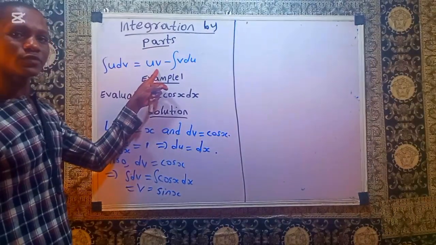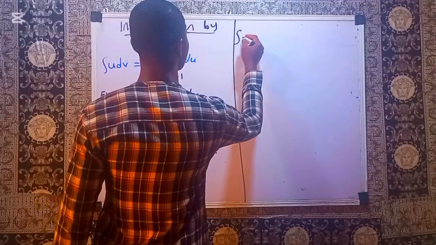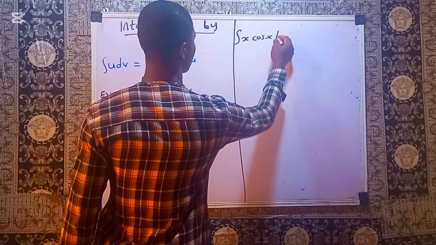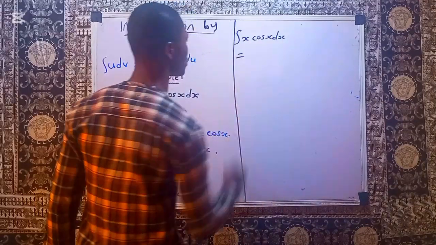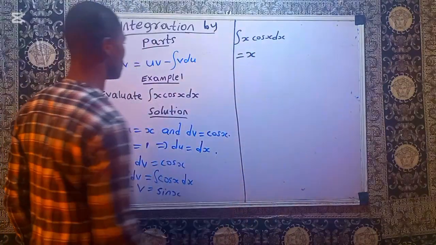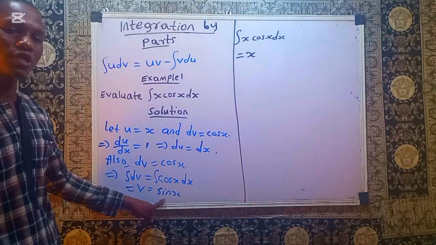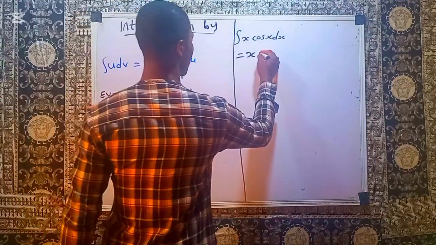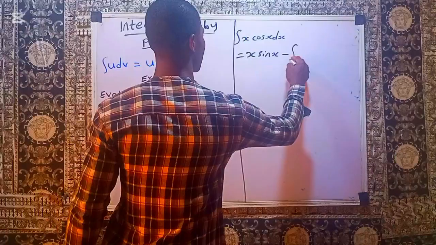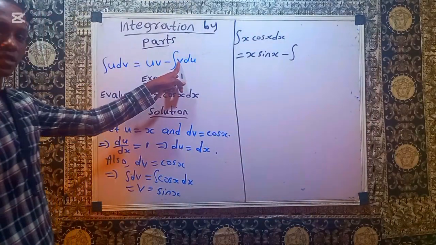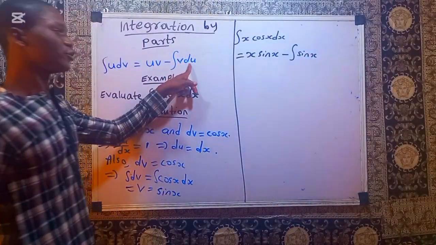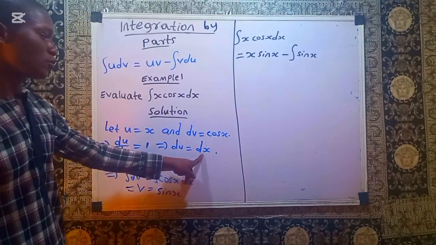We called x u, and we have gotten du to be equal to dx. So we can go straight and use this formula we have here. The integral of x cos x with respect to x will be equal to, the formula is uv. What is our u? x, multiplying what is our v? Our v, we calculated it to be sine x. So we have x sine x. Then we have minus the integral of v. What is our v? Sine x. Then du. We calculated du to be equal to dx.